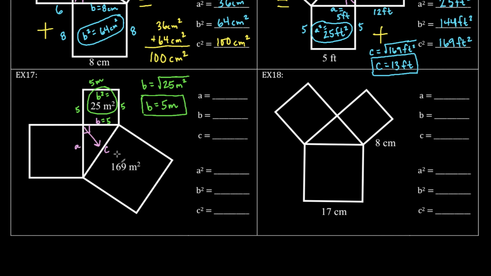And if this is C, then C squared is 169 meters squared. That means the area of this is 169 square meters. That means I take the square root. Well, I should put C equals the square root of 169 meters squared. We found that in the other one, so it's 13 meters. So 13 meters, 13 meters.